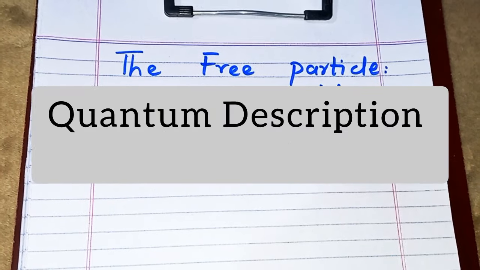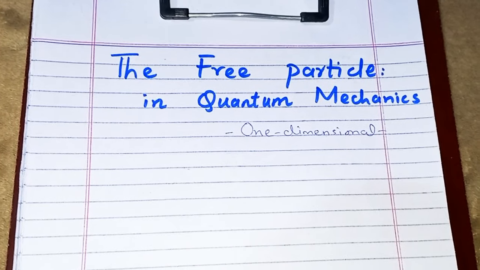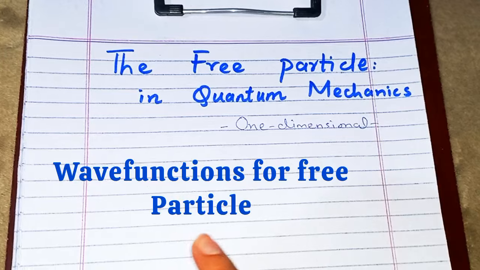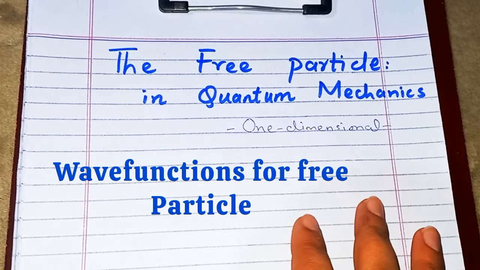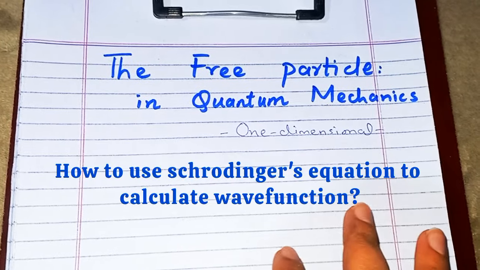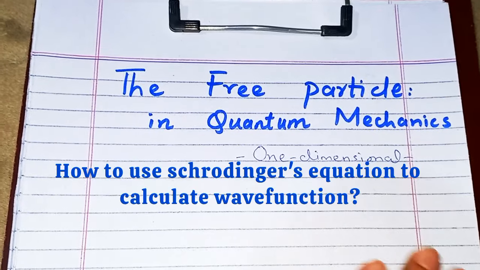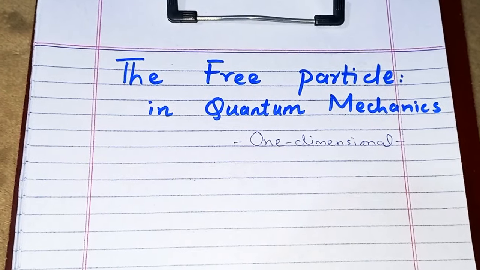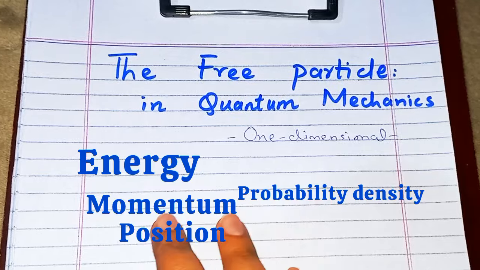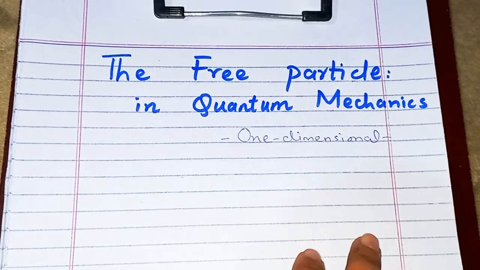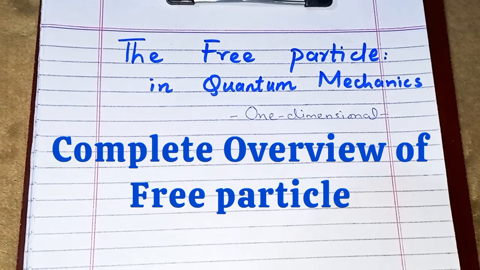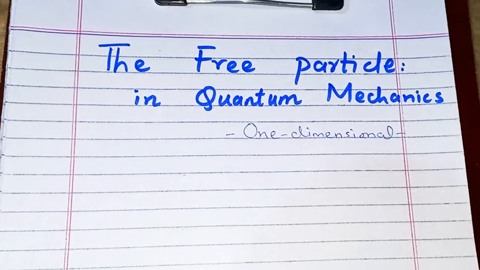Before that, we have seen how a free particle behaves in classical mechanics, but now we want to consider it in quantum mechanics, and we want to see what the wave function is that describes a free particle, how we can calculate that wave function from Schrödinger's equation, and which Schrödinger's equation will be used, the time independent Schrödinger's equation. And after that we'll get some of the observables like energy, momentum and position using the wave function that we have derived from the Schrödinger's equation. So we'll have a complete overview of the free particle in quantum mechanics, and with that being said, let's quickly get started with the topic.